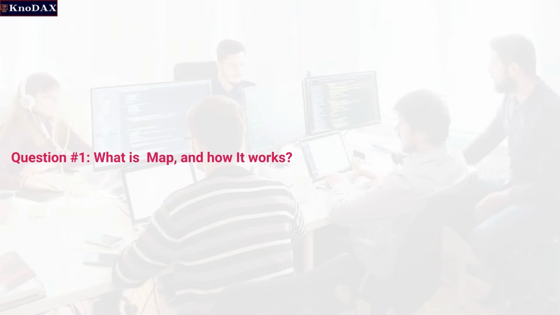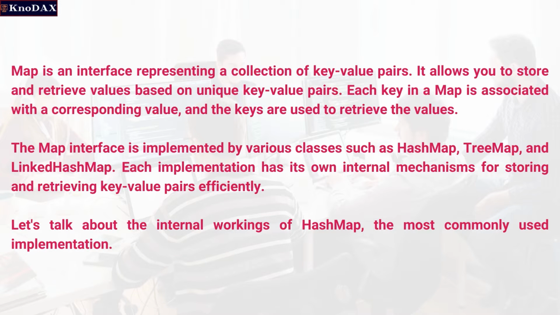What is map and how it works? Map is an interface representing a collection of key-value pairs. It allows you to store and retrieve values based on unique keys. Each key in a map is associated with a corresponding value, and the keys are used to retrieve the values.